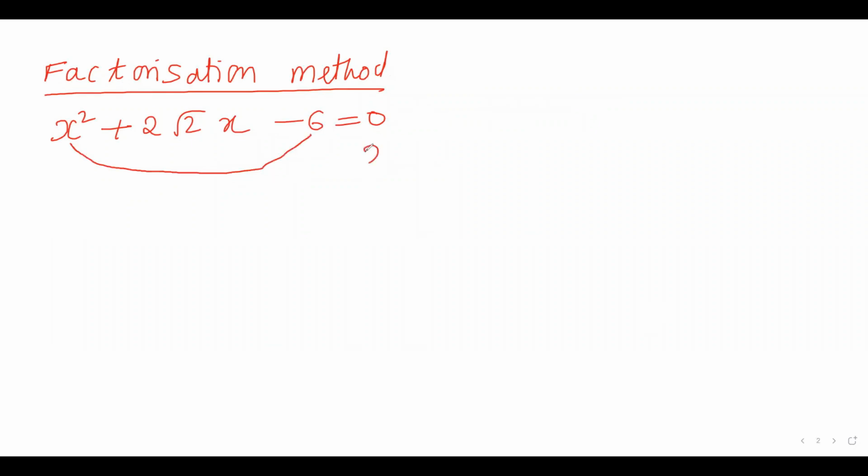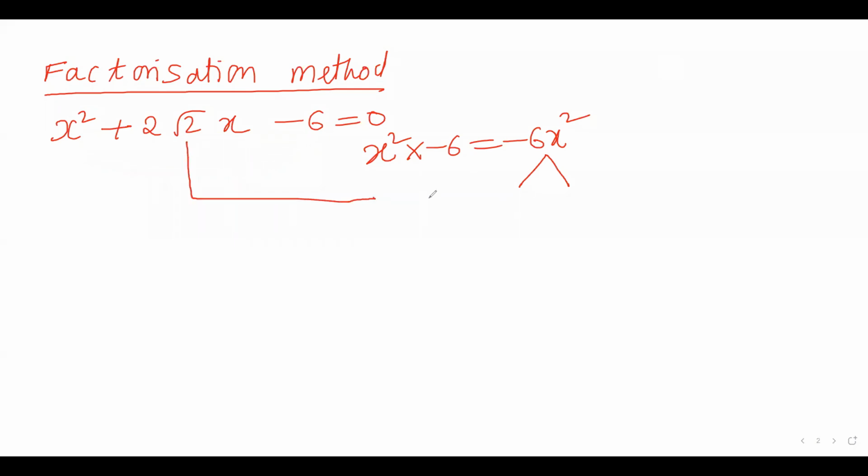On multiplying, you will get x square into minus 6, which is minus 6x square. Split into two parts so that when you simplify, you should get 2 root 2x, and when you multiply, you should get minus 6x square.